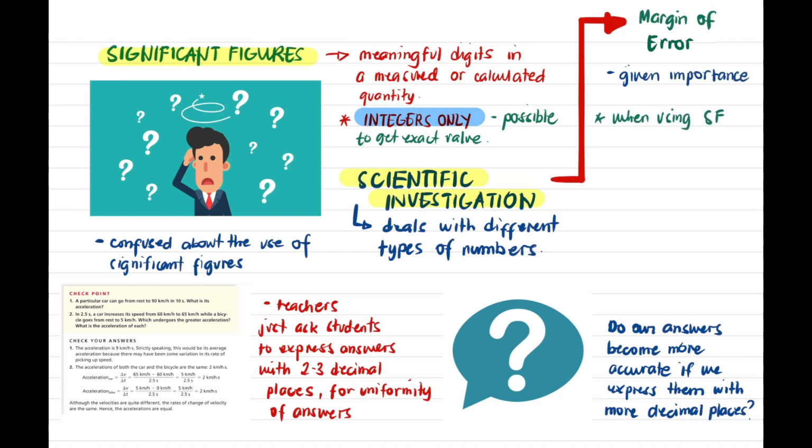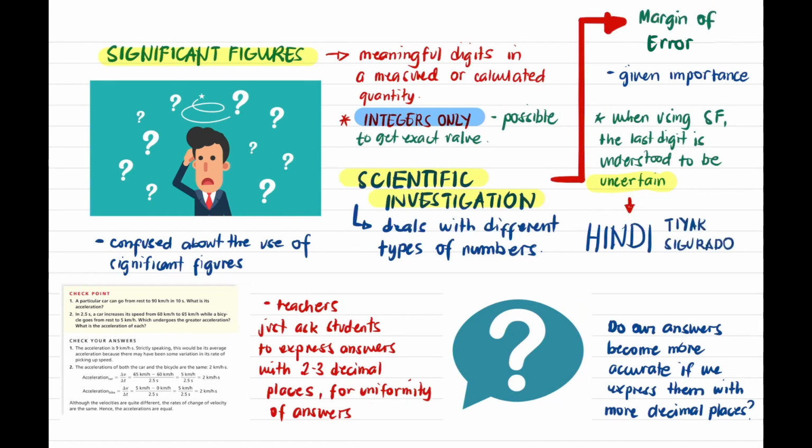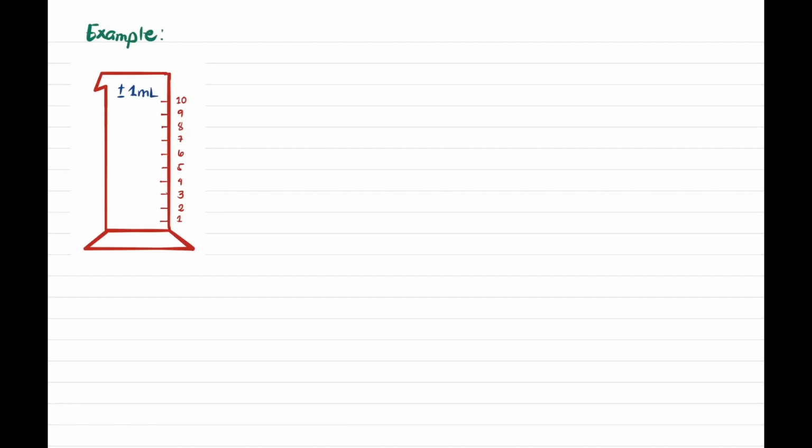Kapag gumamit tayo ng significant figures, the last digit is understood to be uncertain or in Filipino, hindi tiyak, hindi sigurado o alanganin. Halimbawa, nag-measure tayo ng liquid using graduated cylinder with a scale that gives an uncertainty of 1 milliliter in measurement. By the way, uncertainty in measurement is expressed in this form.